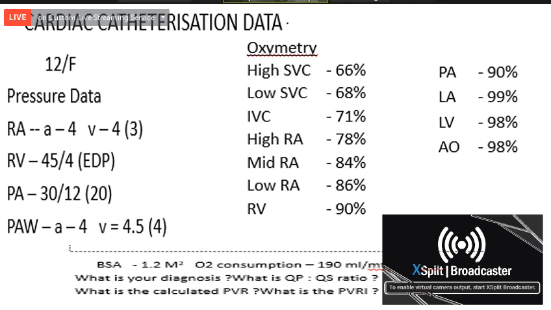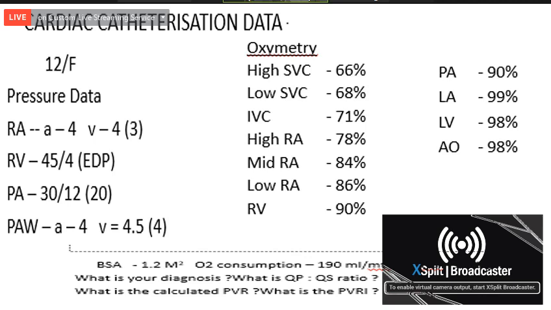What is the mixed venous sample in this patient? Should we take high SVC or low SVC for mixed venous? That doesn't matter. You can choose. Anyhow, you take it midway between. SVC is 67 and IVC is 70%. The difference is 4, and 4 divided by 4 is 1. So you add 1 to the SVC. So 67 plus 1 is 68. So take it as 68. 68% would be the mixed venous oxygen saturation.